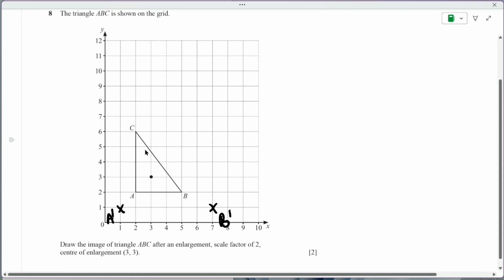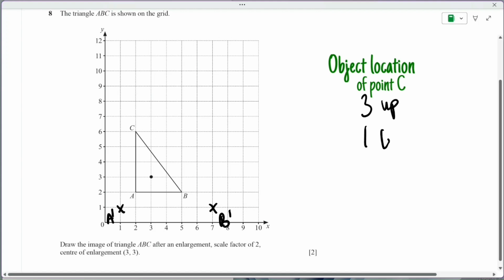Then we need to get point C. So we need to get the actual location of this point C first. Then we'll multiply the movement by 2. So for point C, let's get the direction. This is the center of enlargement. We can either choose to go left first, then go up, or go up, then go left to get to C. Either way, you still get the same result. Let's go up and left. So this is the center. We count 1, 2, 3. We go 3 up, then 1 left. From this point, you go left to hit C. 3 up, 1 left. Since you're working on a scale factor of 2, you multiply both by 2.